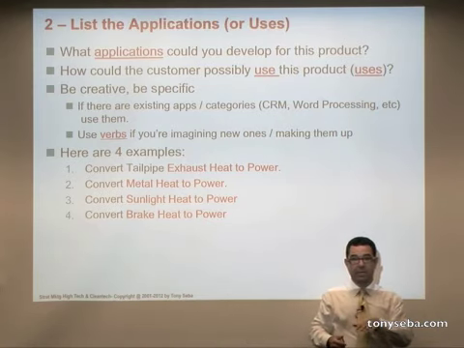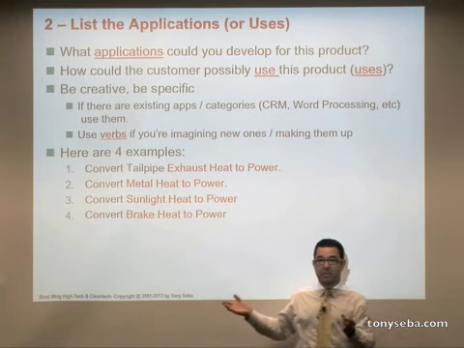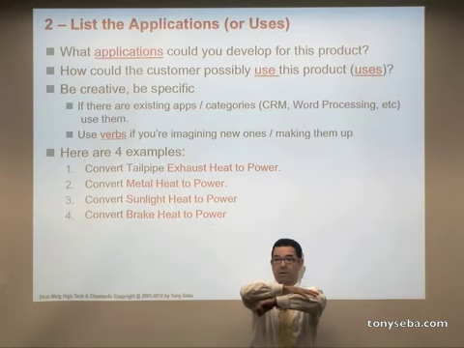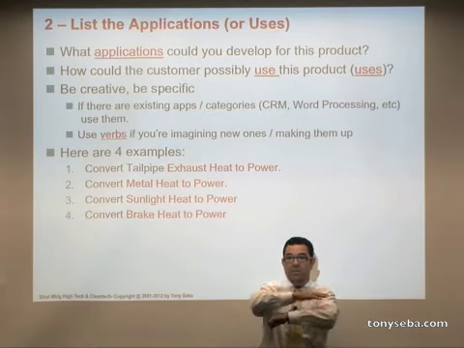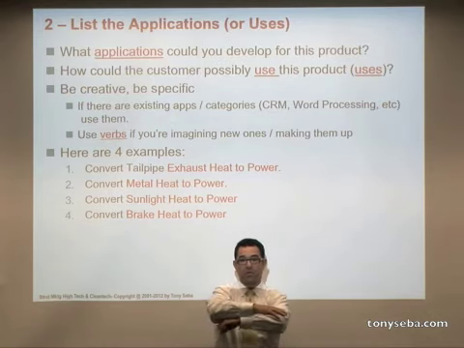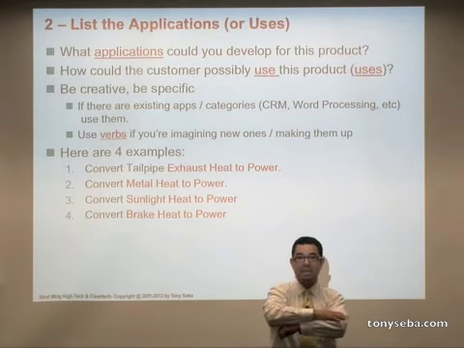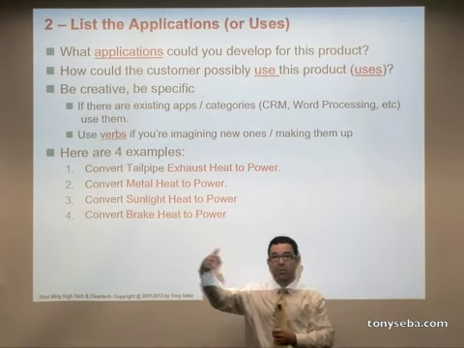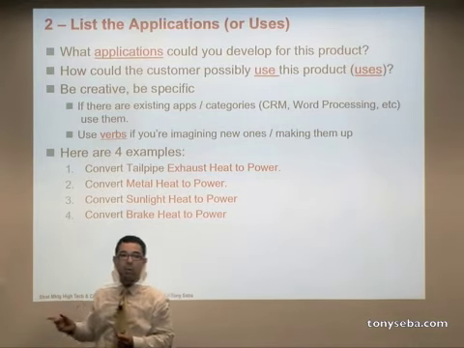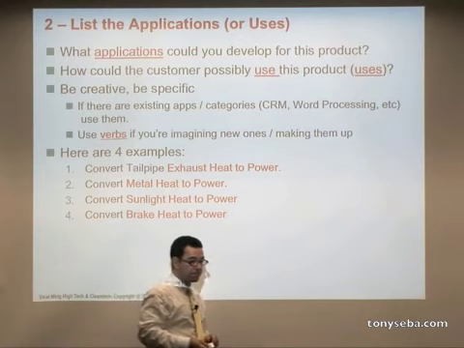Convert sunlight heat to power. So basically you can be a substitute for PV, for instance. Just put it on the roof of something and convert sunlight to power. You're going to use the heat, not the photons like PV. Convert brake heat to power. See where I'm going? There are different manifestations of heat to power. Find them. Okay?